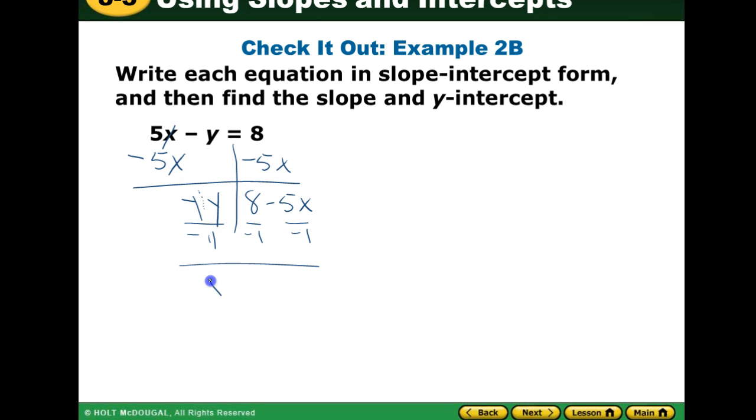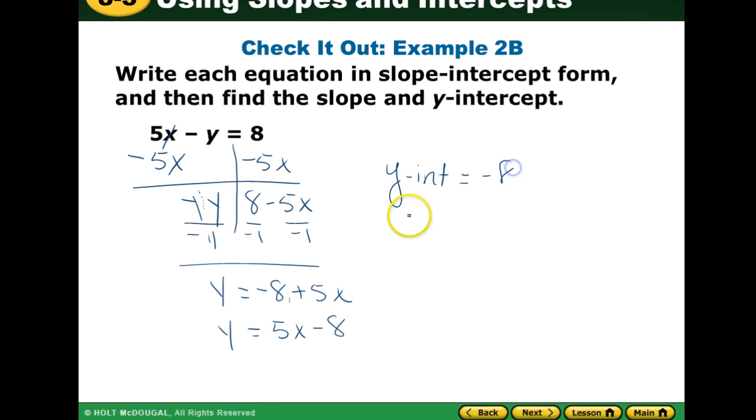Alright, so these cancel and y will be positive 8 divided by negative 1, which is negative 8. Negative 5 divided by negative 1 will be positive 5x. And to rewrite it, we'll have 5x minus 8. Again, minus 8 over here, positive 5x in the front. So here the y-intercept will be negative 8, and then the slope will be 5. Alright, or 5 over 1.